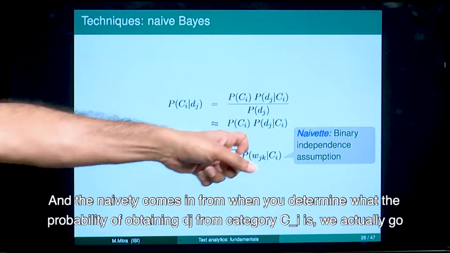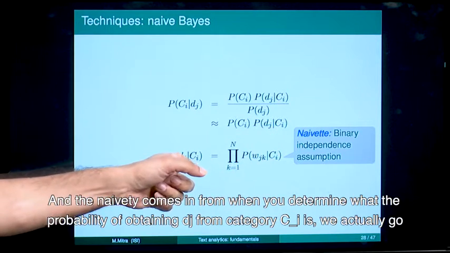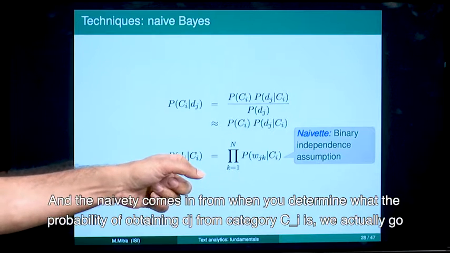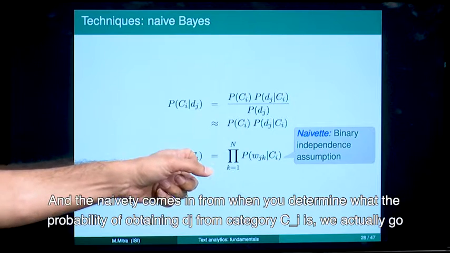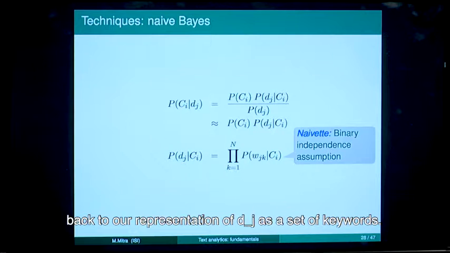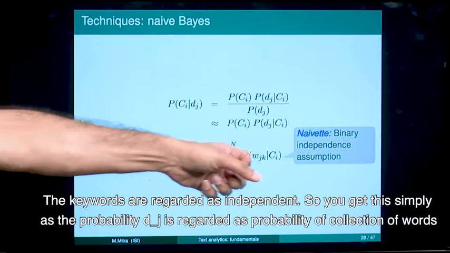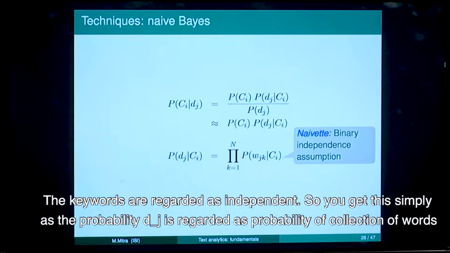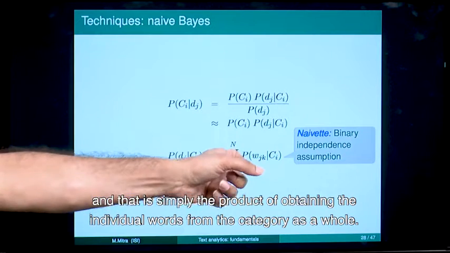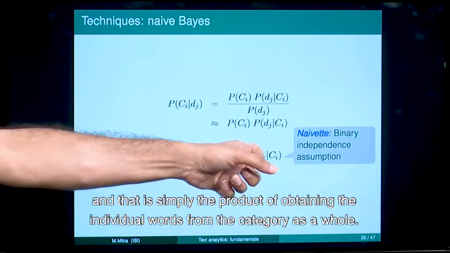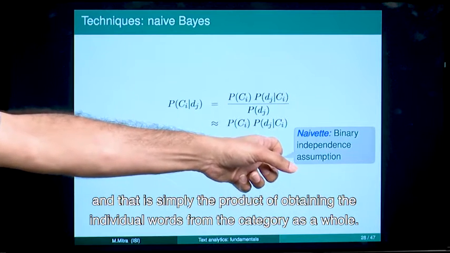The naivety comes in when you determine the probability of obtaining dj from category Ci. We actually go back to our representation of dj as a set of keywords. The keywords are regarded as independent. So, the probability of dj, regarded as a collection of words, is simply the product of the probabilities of obtaining the individual words from the category as a whole.